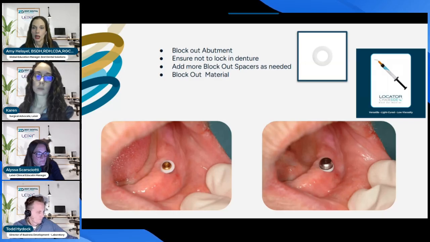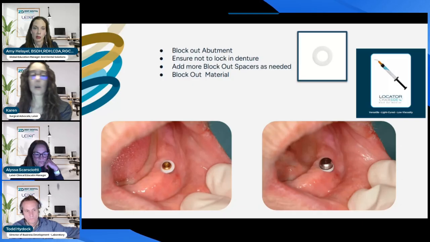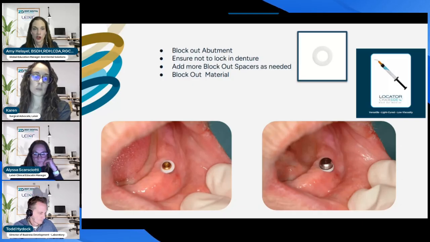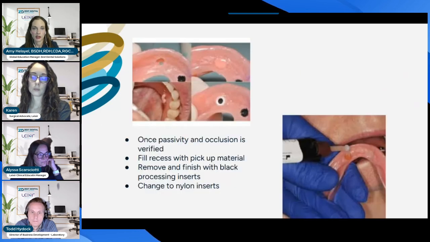Whether you're using blockout spacers or blockout material, you want to make sure everything is aligning properly. Again, that goes with measuring the proper abutment, selecting the proper angulation. All of these are going to help you to do a successful pickup, even if it is laboratory or in the mouth. All of those steps are going to ensure that a proper overdenture is fabricated.